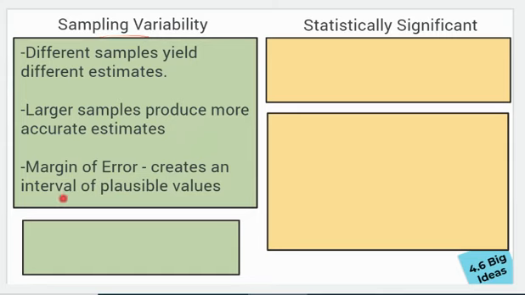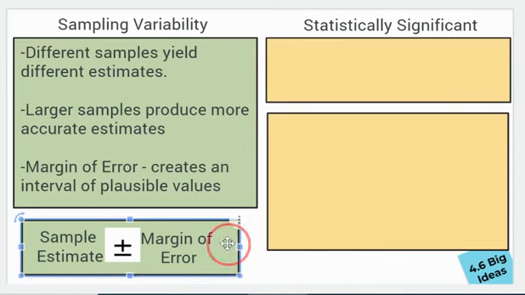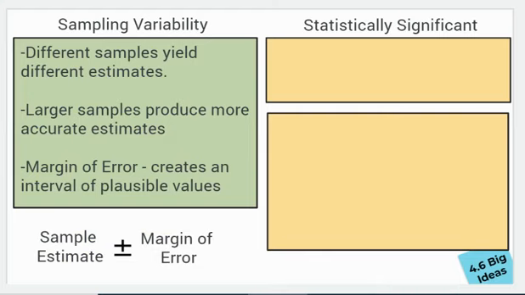Now, another thing that we can do with sampling variability is we can create something called a margin of error. And a margin of error creates an interval of plausible values. Now we're going to get into how to create this margin of error later on in the course. But in general, what we can see is this. If we were to take a sample of some sort, whatever it may be, that gives us an estimate. But then if we add and subtract a margin of error, we are going to be creating an interval that gives us a list of plausible values.